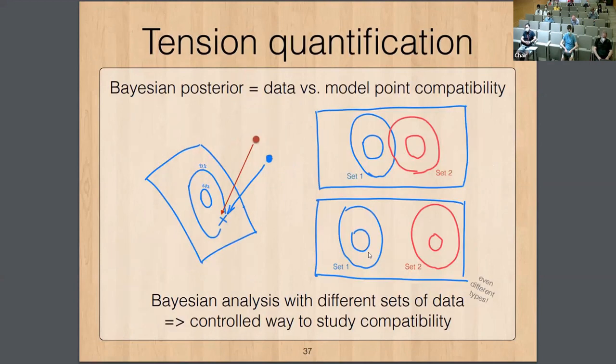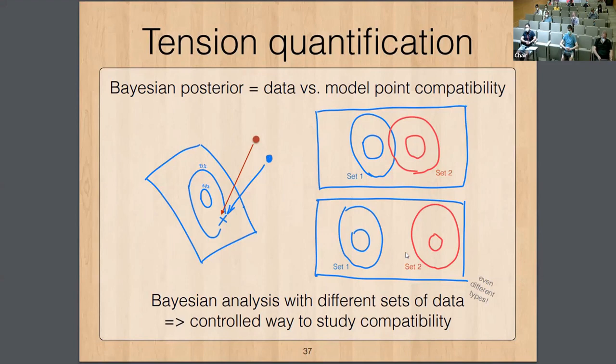So about tension quantification. The Bayesian posterior essentially is data to model compatibility. And if we have the same model space, if we think that we captured most of the physics in it, and we have different sets of experiment data, then we can run the Bayesian analysis on different input data, and then see what the quote unquote projection onto the model space looks like. So if it's the top cartoon here, then the two sets are not very far apart. And if it's the bottom here, then there is some clear tension in the context of this model.